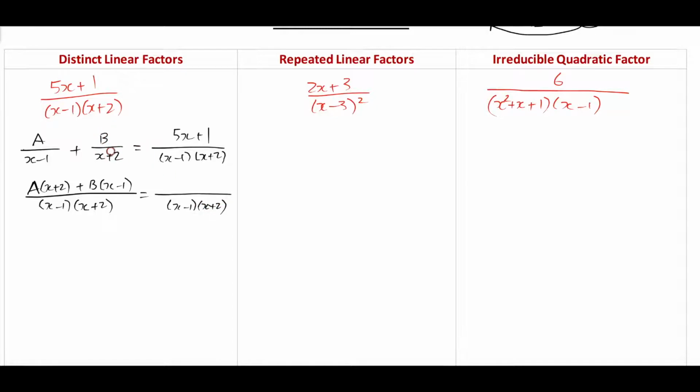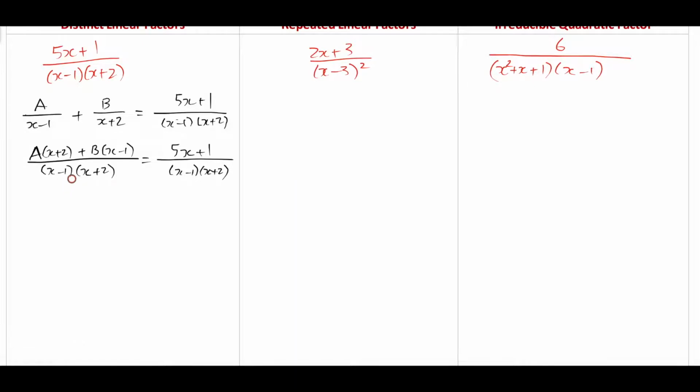So what is B missing? B is missing x minus 1, right? I need that x minus 1, so I multiply B by x minus 1. And of course, on the numerator, we get 5x plus 1. We're trying to find A and B. To do this, we are going to equate coefficients. So ignore the denominators. They are the same thing. Just look at the numerator.